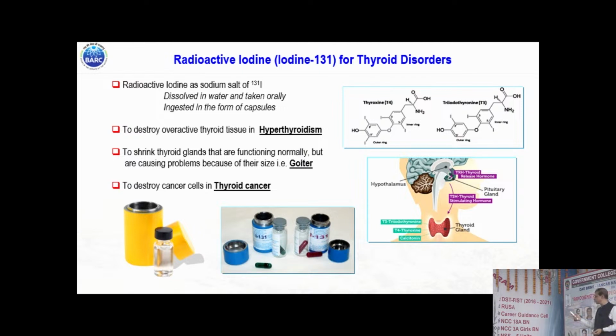So, they destroy the overactive thyroid tissues, which is known as hyperthyroidism. This is not cancer; this is hyperthyroidism, where the thyroid gland is much more active than required. Then, to shrink the thyroid gland, you know the disease goiter, when the thyroid becomes very big, this is used to reduce the goiter. And of course, it is used for the treatment of thyroid cancer, the cancerous cells of the thyroid. As I mentioned, the majority of patients are female in the case of thyroid cancer.